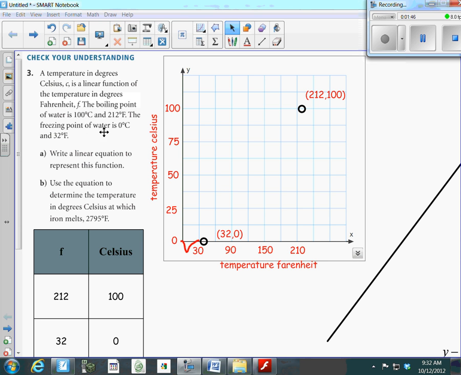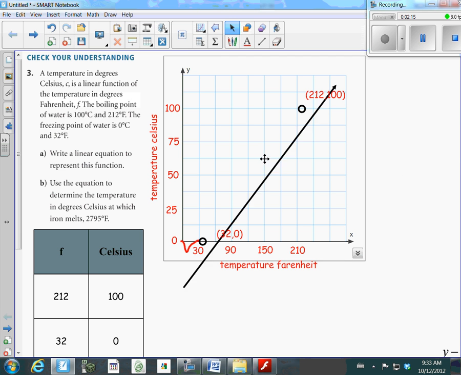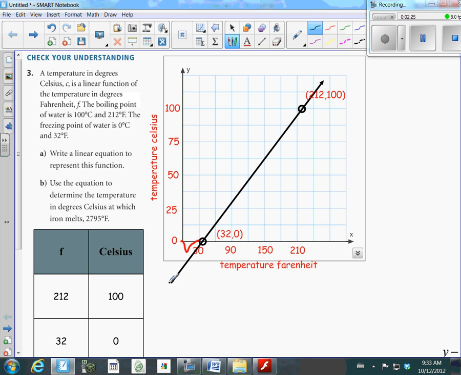We were given that at 32 degrees Fahrenheit, we have 0 degrees Celsius. So that's this point right here. Fits nicely right on the x-axis. It's an x-intercept, in fact. Also over here, we're given that at 212 degrees Fahrenheit, the temperature of boiling point of water is 100 degrees Celsius. So we have 2 points. In order to draw a line, you always require 2 points. So at this point now, I will draw my linear function, making sure that I have arrows on either side.